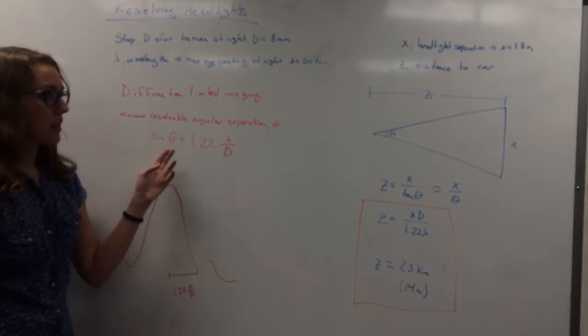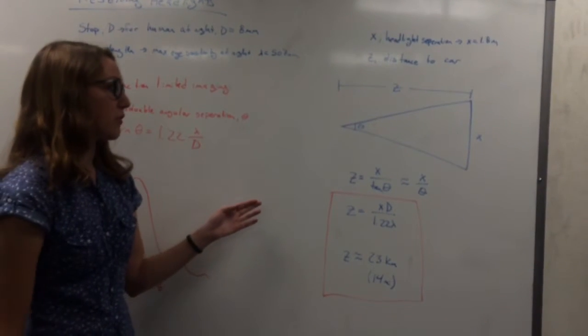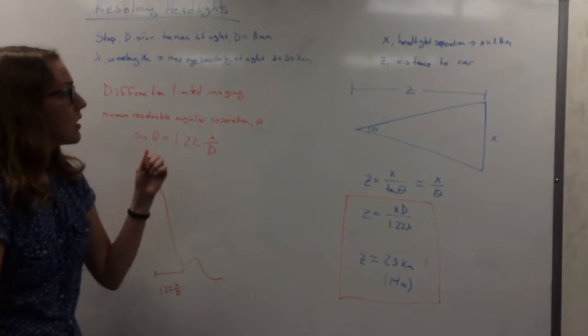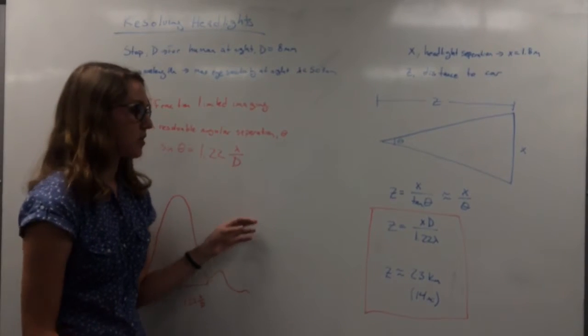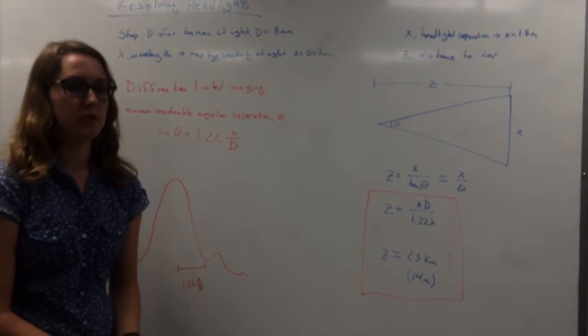Using the value theta and the distance between the car headlights and simple trigonometry, you can find the distance that the car must be at to resolve the headlights. Then I plugged in the diameter of your pupil at night and the wavelength that your eye is most sensitive to at night to find that the car would be about 14 miles away at which you can first resolve the headlights. This is what it looks like going from Fraunhofer to Fresnel.